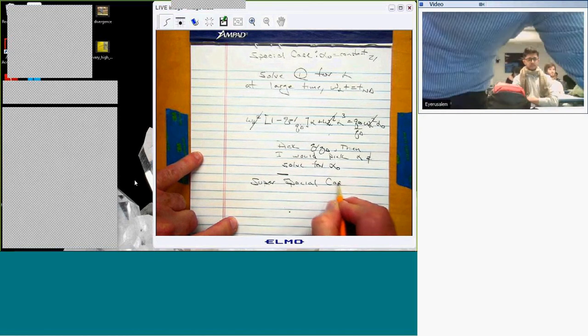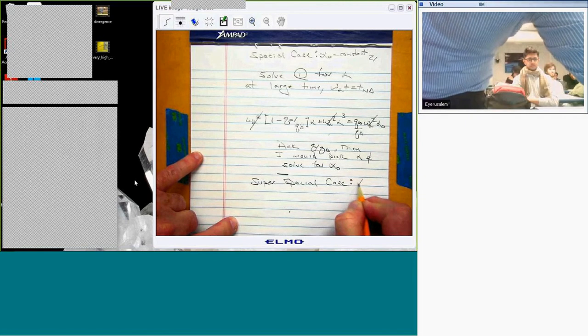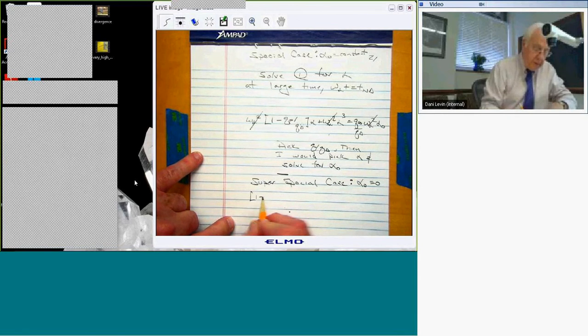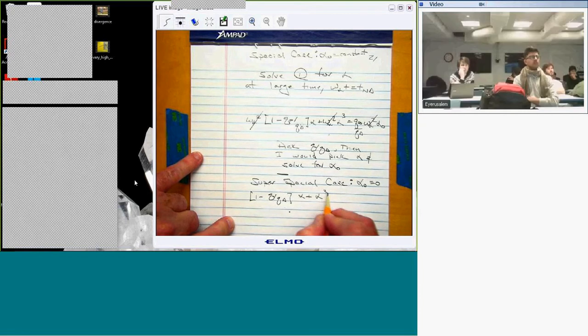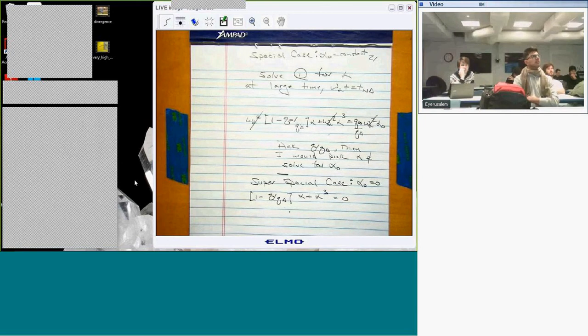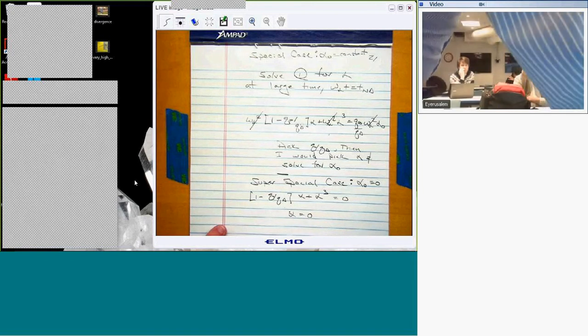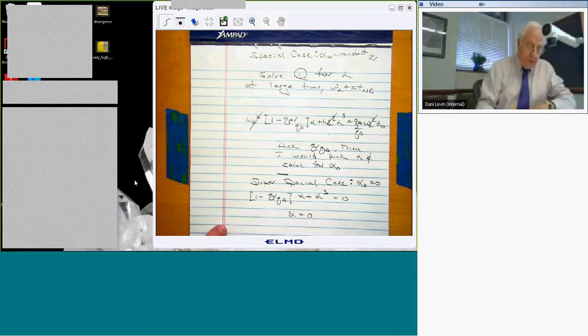The super special case is alpha naught equals 0. All right? And in the super special case, then we have ((1 minus Q over Q sub D) alpha) plus alpha cubed equals 0. Right? And now it's really clear what alpha is going to be. Alpha can be 0. That's one possible solution. Or alpha could be what?